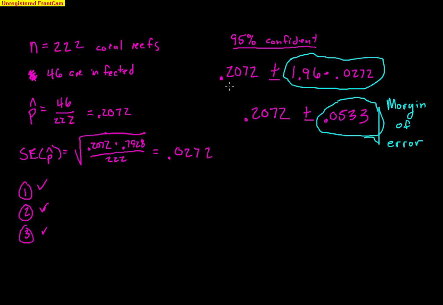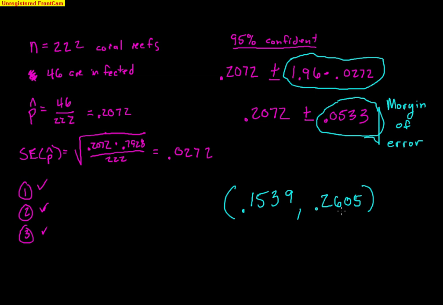But anyway, so I'm going to take my 0.2072. I'm going to subtract 0.0533 to get the bottom of my interval. The bottom of my interval is 0.1539. And the top of my interval would be the 0.2072 plus 0.0533. And I get 0.2605. So this tells me that I'm 95% confident that the true proportion of infected coral reef of the disease is anywhere from 15.39% to 26.05%.